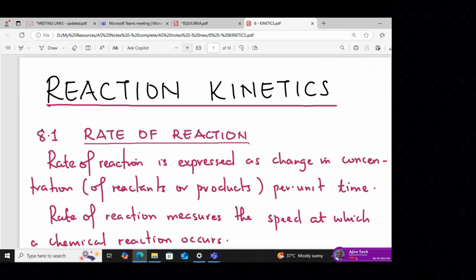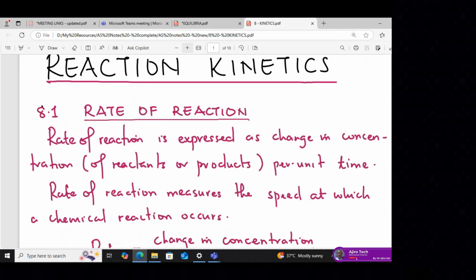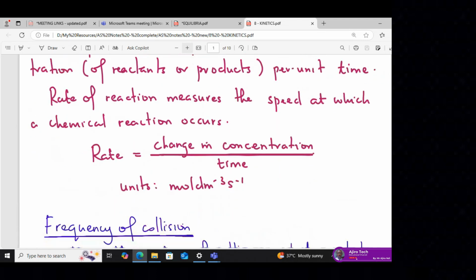We have the kinetics. Can you read, please? Reaction kinetics. Rate of reaction. Rate of reaction is expressed as change in concentration of reactants or products per unit time. Rate of reaction measures the speed at which a chemical reaction occurs. Rate is what? Change in concentration over time.